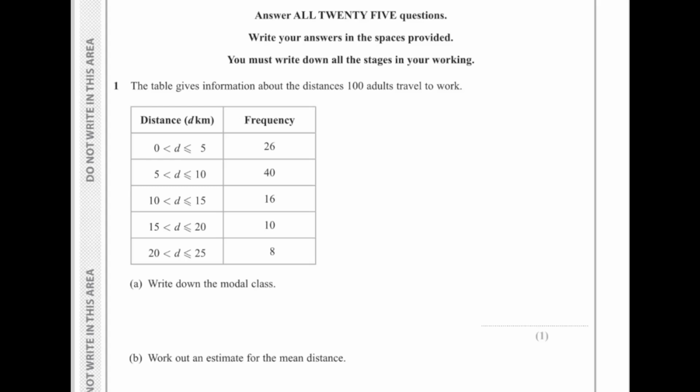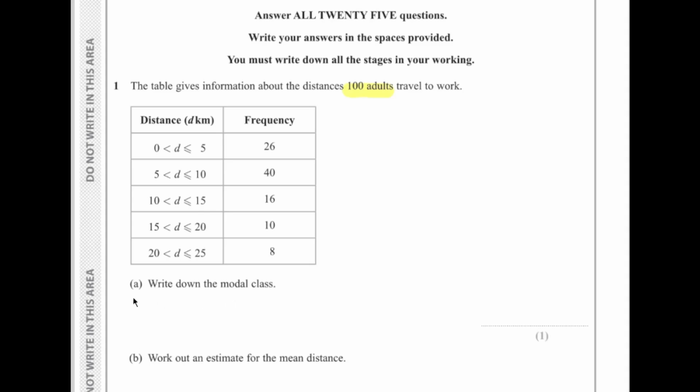Question 1 under statistics. The table gives information about the distances 100 adults travel to work. When the total number is given, remember this is your total frequency. So when the total frequency is given, it is easy to get the mean. But part A says write down the modal class. So let's get it in this way.